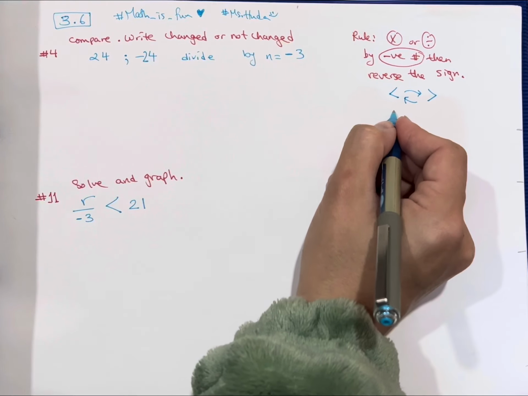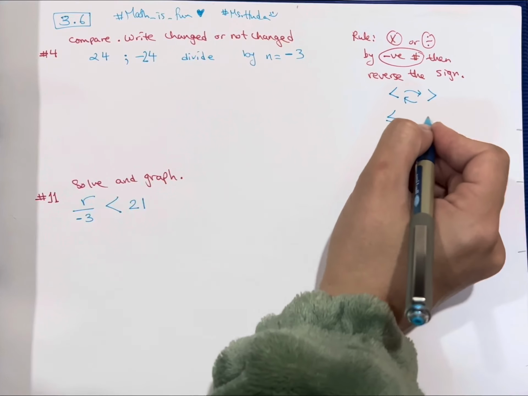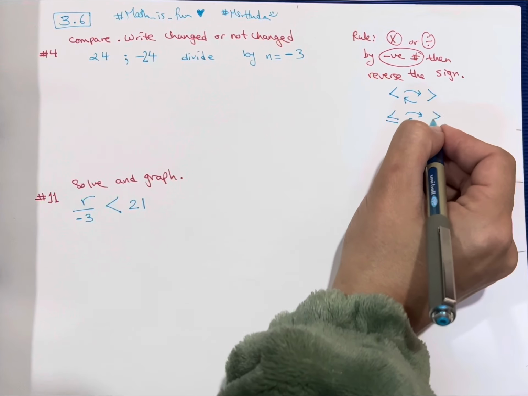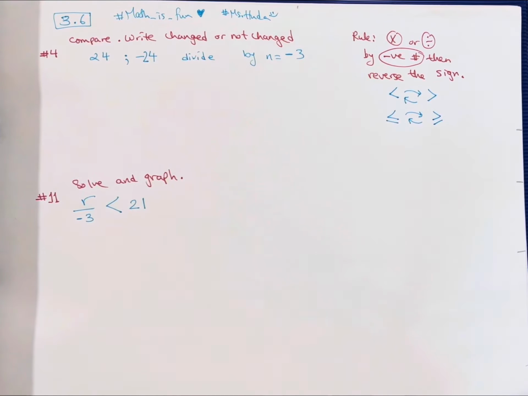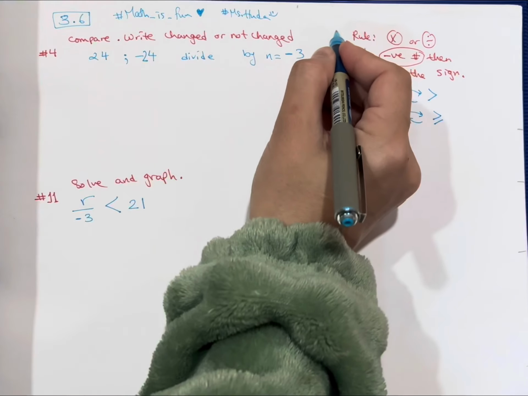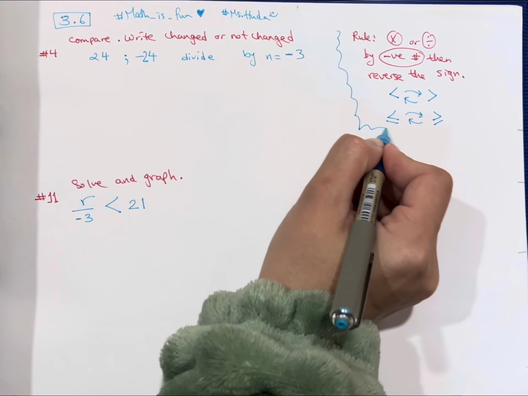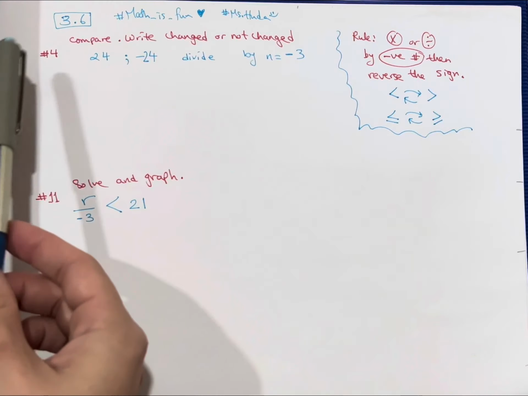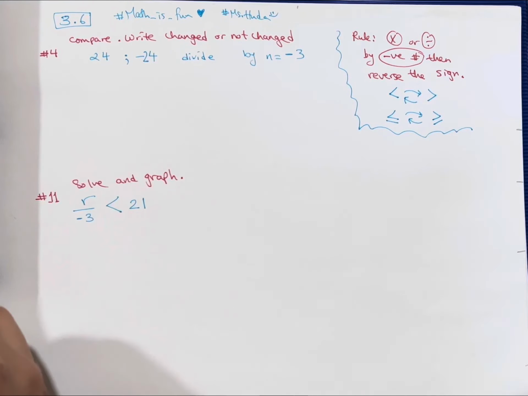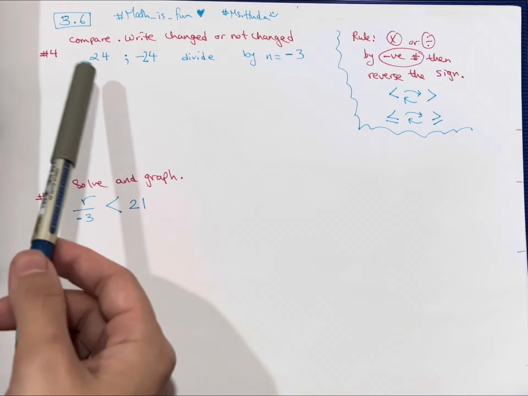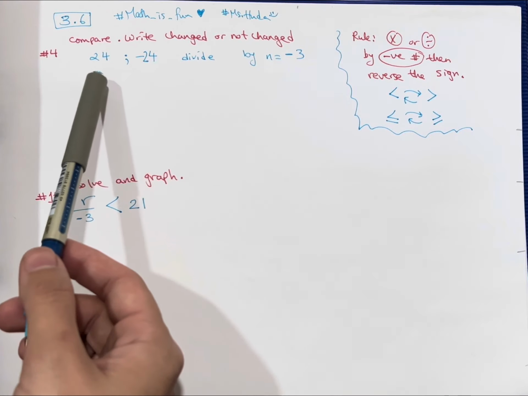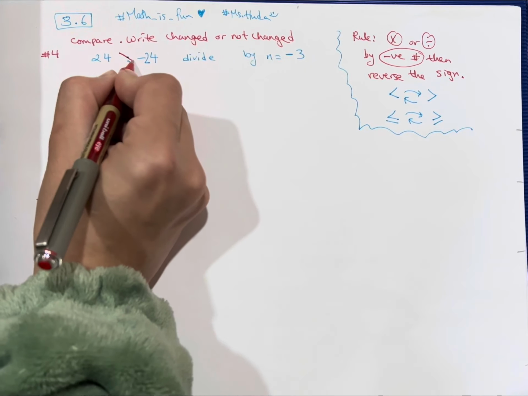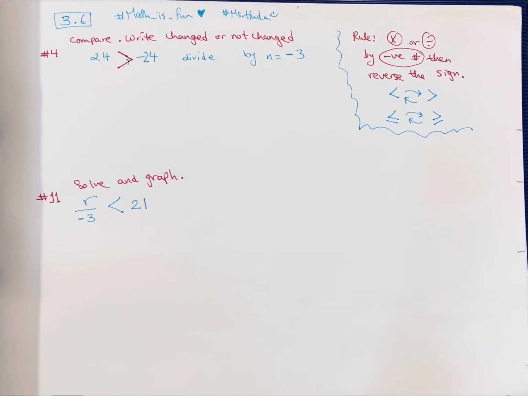What if it's less than or equal to? Again, I have to change it and reverse it to greater than or equal to, and vice versa. Okay, dears? This only works if I am multiplying or dividing by a negative number. Now, number 4, I have 24 and negative 24. If I want to compare those two and ask which one is the big one, of course, positive numbers are greater than negative numbers. So I will be saying 24 is greater than negative 24.